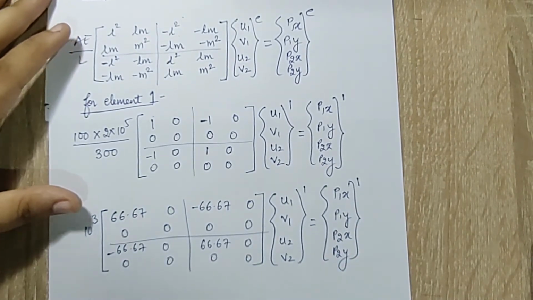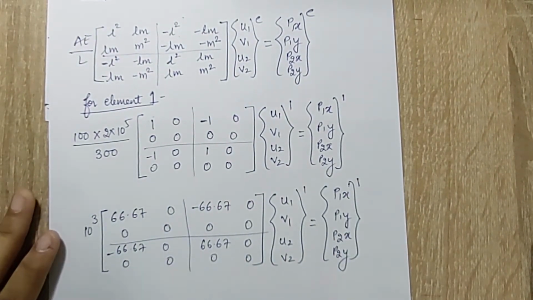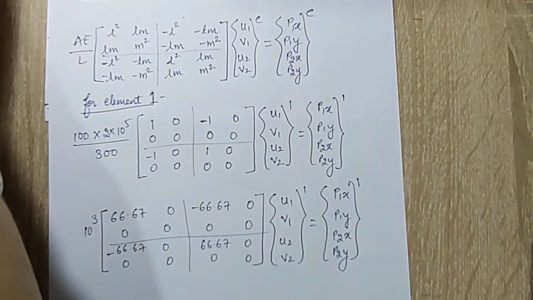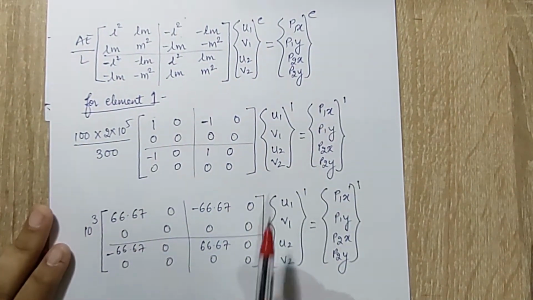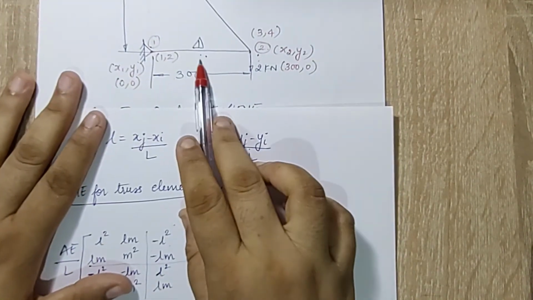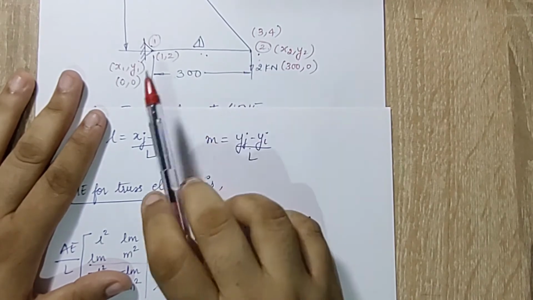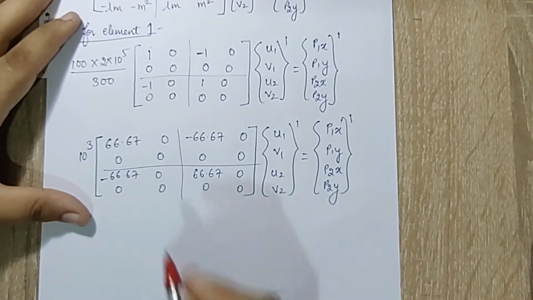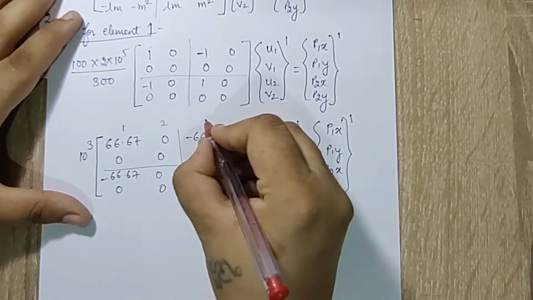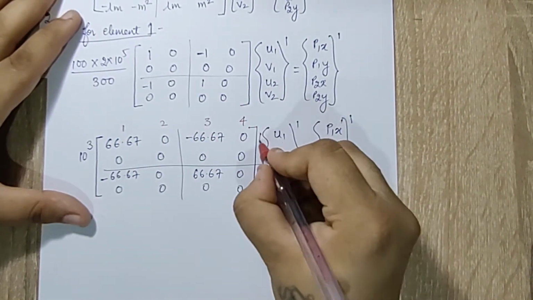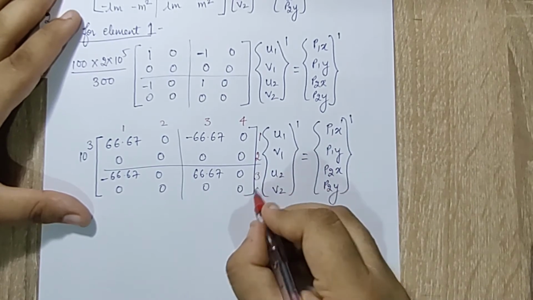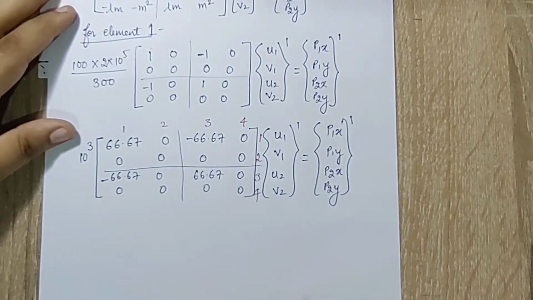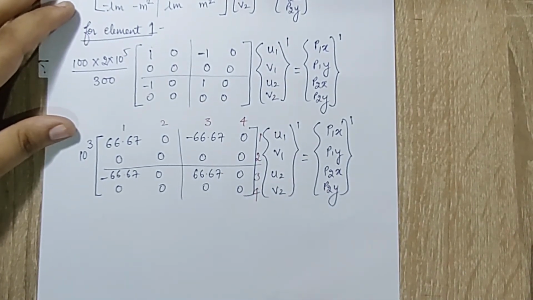The rest of it is just copied from here. Now it is very important to mark the nodes over here. If you observe, my first element is between node 1, 2. The degrees of freedom are 1, 2, 3, 4. So here I am going to write down 1, 2, 3, 4, 1, 2, 3, 4. This completes my EME for first element.